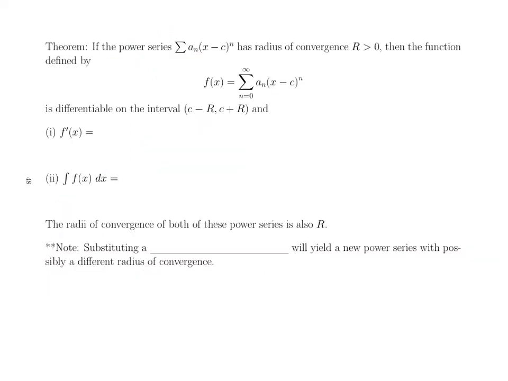What we do is use the following theorem, which we'll go through very slowly to make sure that we understand what it's saying. This theorem says that if the power series, the sum of a_n times x minus c to the n, has radius of convergence r, so we know the series converges for some particular radius, then the function defined by f of x equals that power series, starting at 0 going to infinity of a_n times x minus c to the n, that power series representation of the function is going to be differentiable on the entire interval of convergence, c minus r to c plus r.